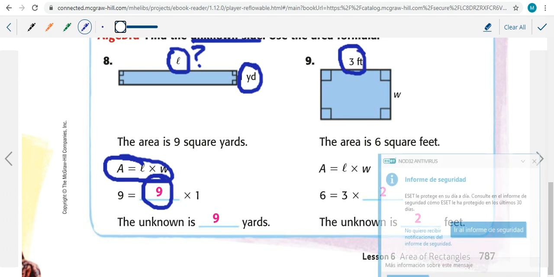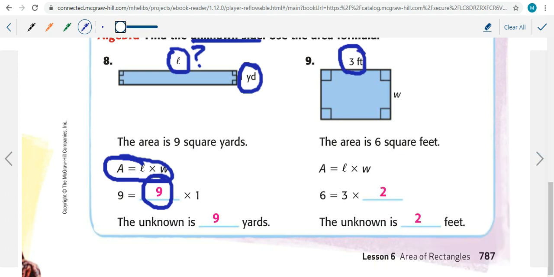Now, number 9. We already know that the length is 3, and we just substitute in our formula. This formula will always be the formula to find the area of a rectangle. Area is length times width. We know that the area is 6 squares, so we just substitute. We know that the length is 3, but we do not know what the width is. Now, we do this. 6 is equal to 3 times which number? Which number multiplied by 3 will equal 6? The answer is 2.